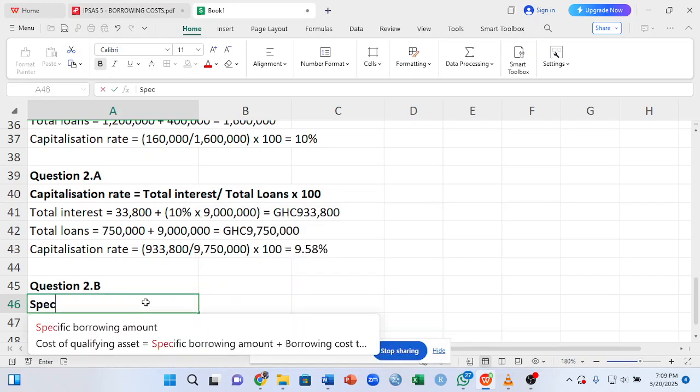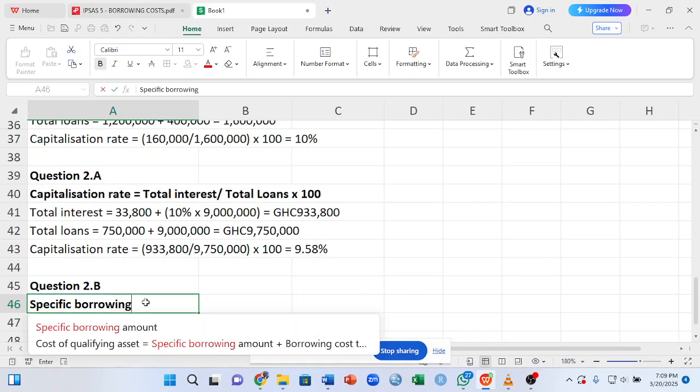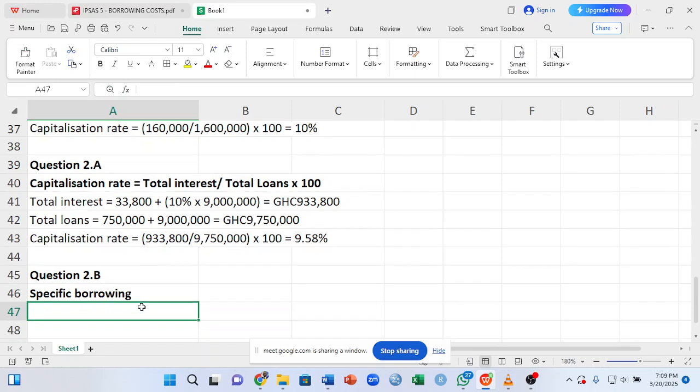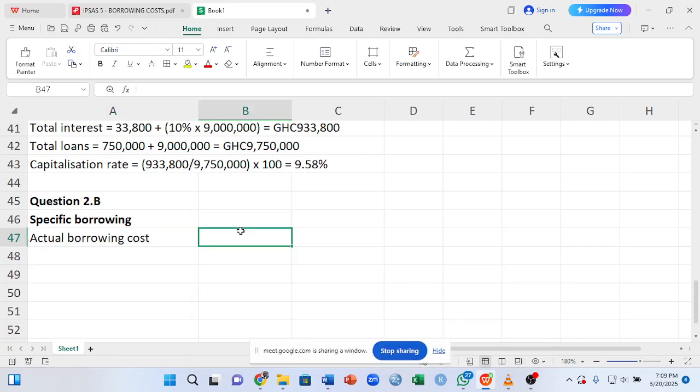So remember the formula for specific borrowing. Do you remember? Anyone to help us, just as a recap? That's actual borrowing cost minus the investment income. So we bring the actual borrowing cost in this case.